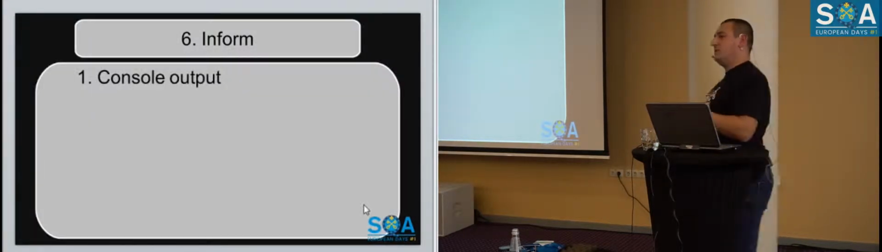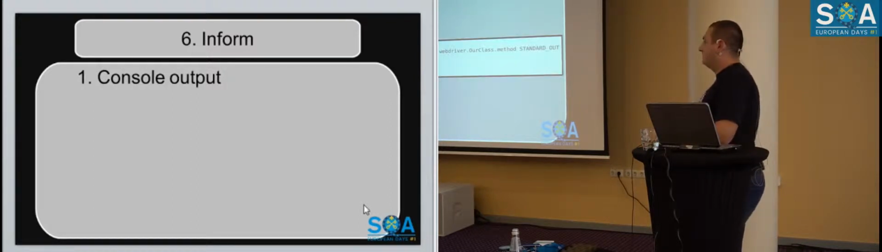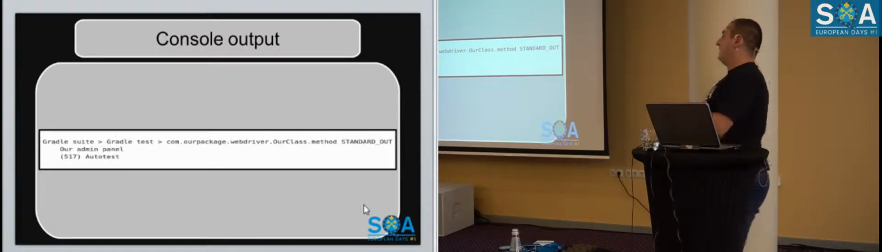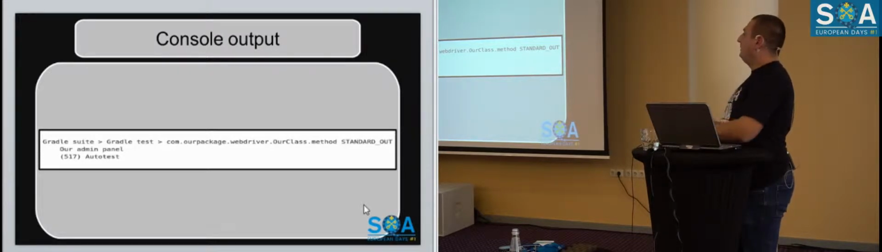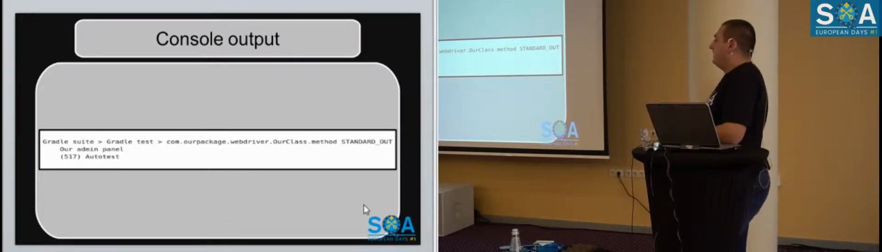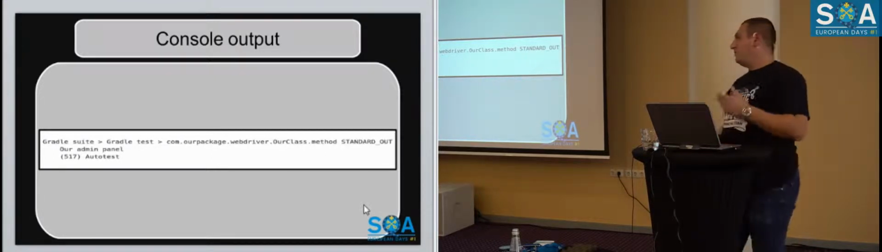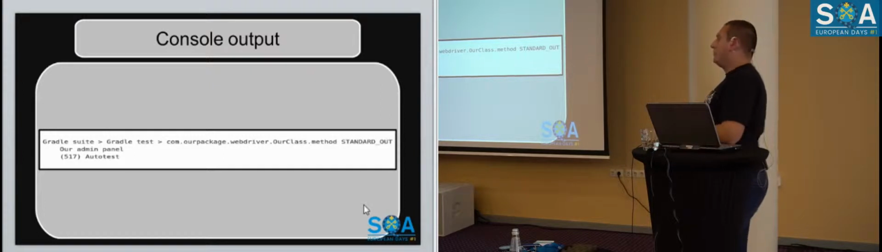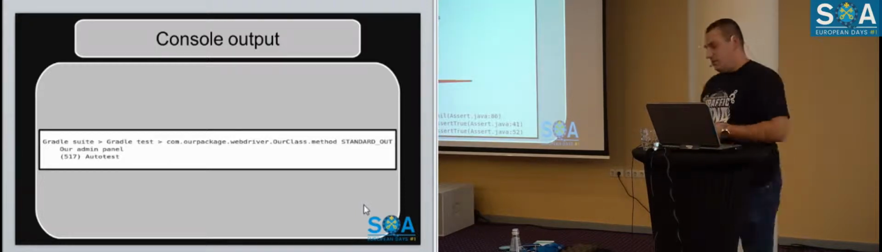A good practice is to put out justifiable conclusions to a console. Sometimes I saw such things: 517 auto test. What does that mean? I have no idea. 517, is it an ID or a number of a test? No idea. This is completely uninformative. We will have to dig into the code and decide whether to rerun it and see why it crashed.